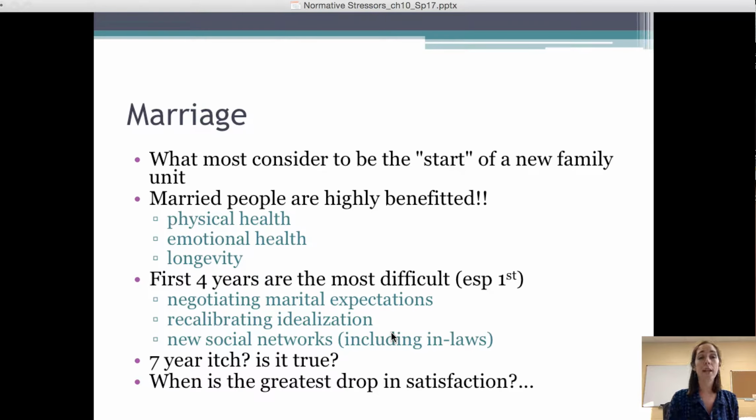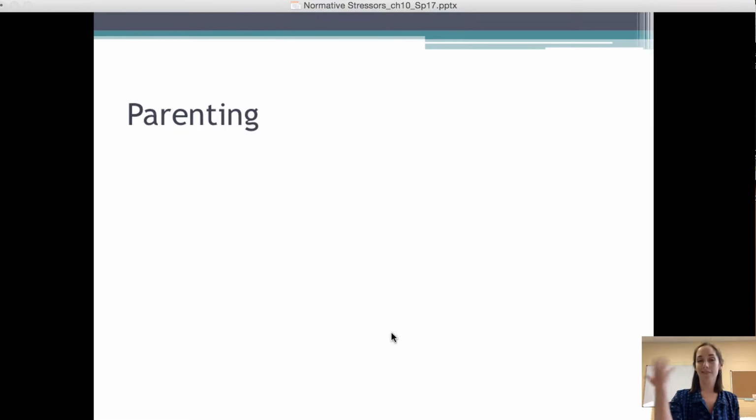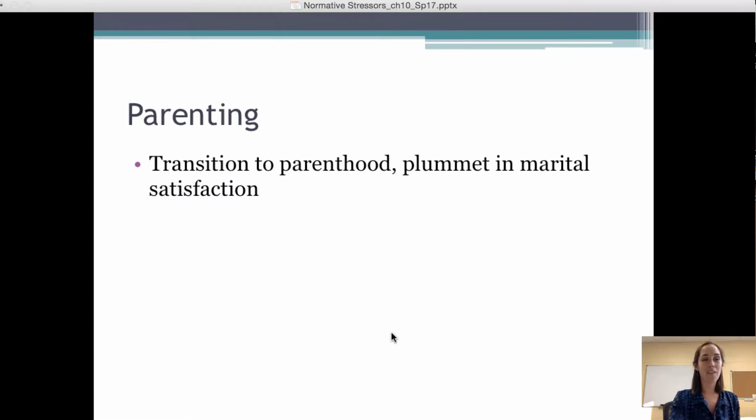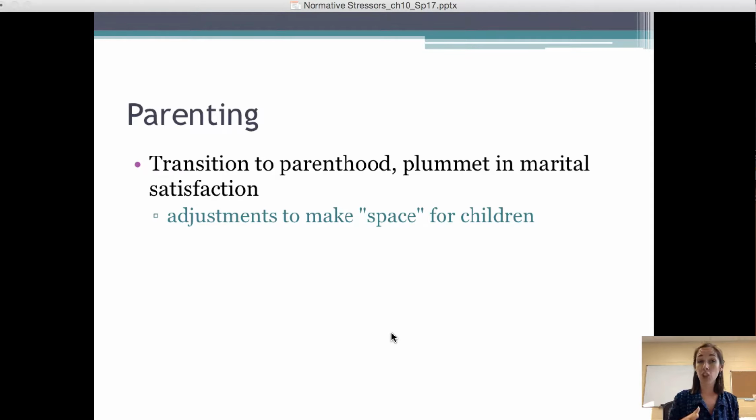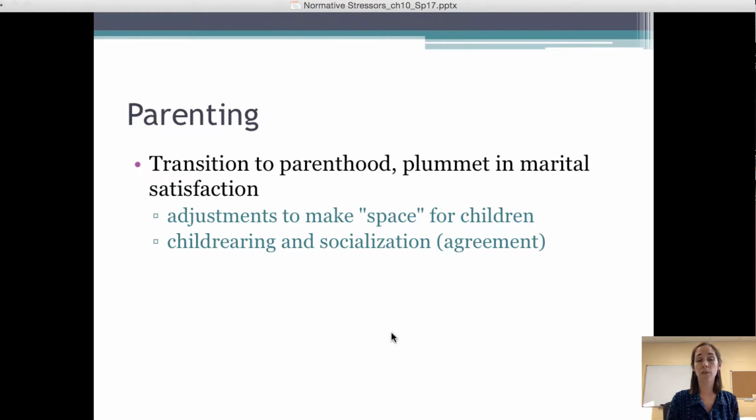When is the greatest drop in satisfaction? When you become a parent, that first year. So the transition to parenthood, we see this plummet in marital satisfaction. There's the adjustment to make space for children. That means space in terms of where you live, space in terms of your pocketbook, space in terms of your time, space in terms of the emotional resources you put out in the communication.